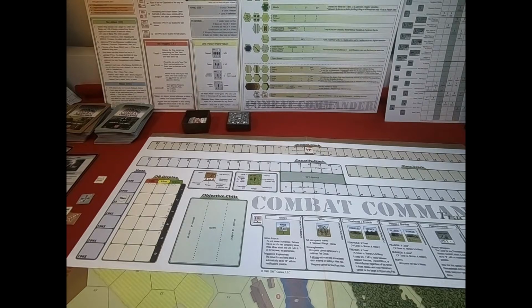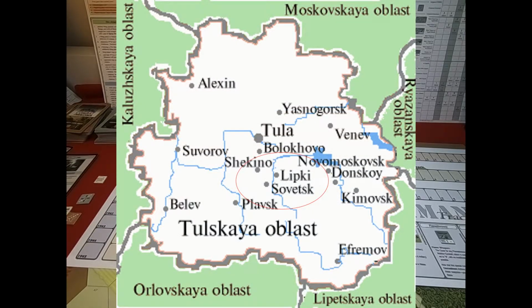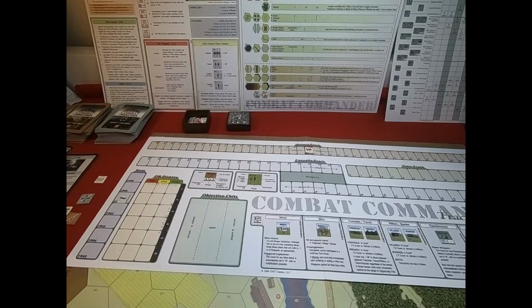So let's continue with this placement concerning Lipki. Please remember that Lipki is a location to be found south of the important city of Tula, and it's one of the towns seized by the Axis units during the so-called Operation Barbarossa.